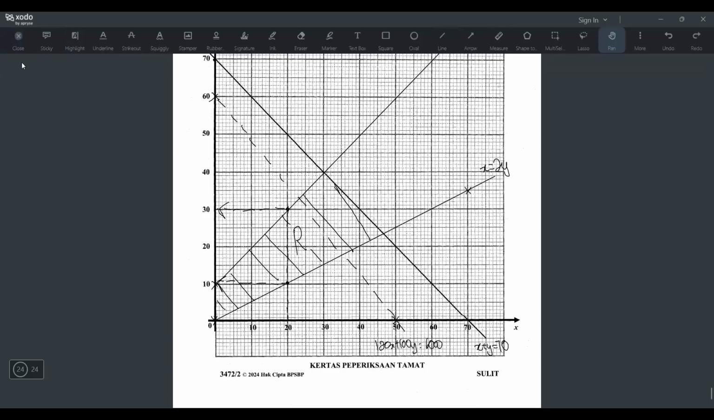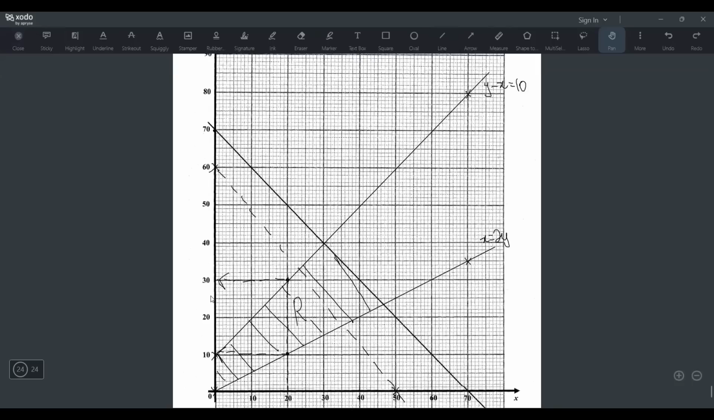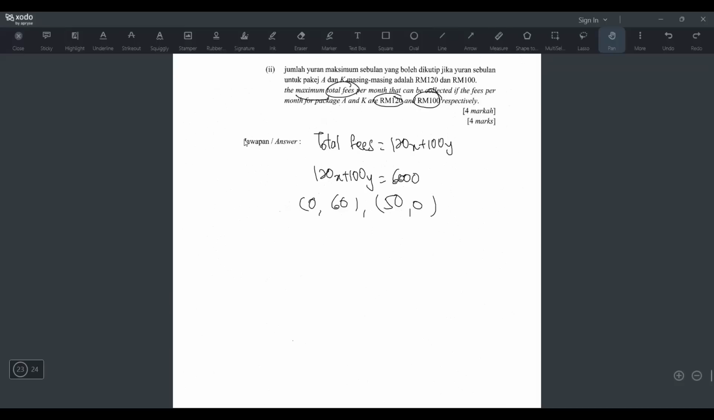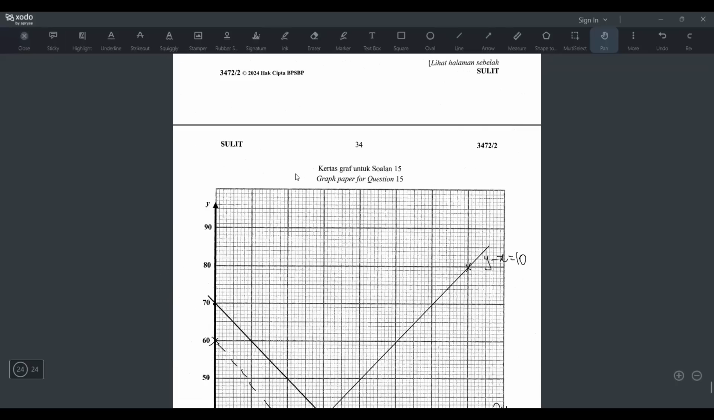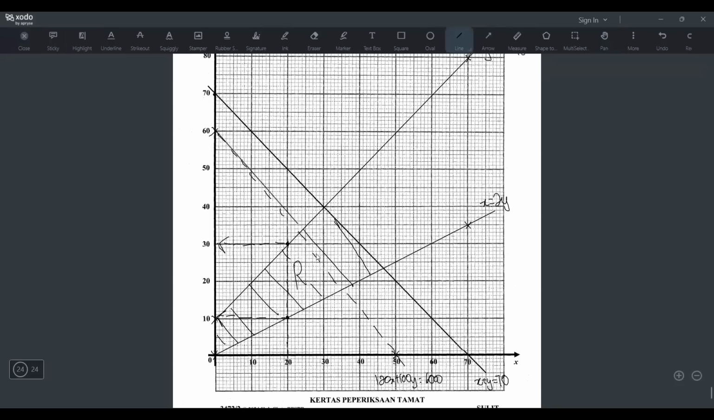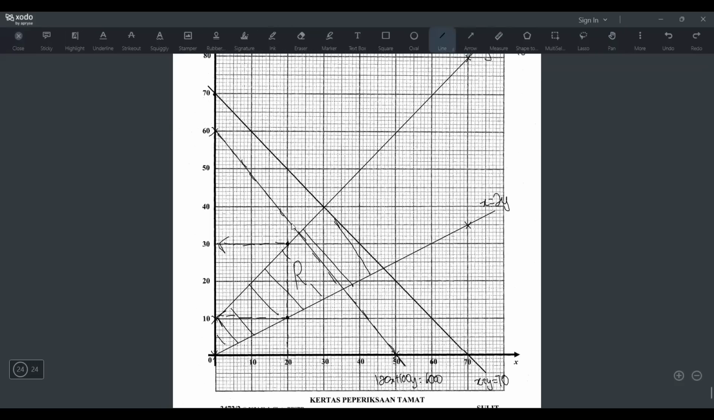Okay, now we can start to slide the line. Okay, now it says what? They want the maximum total fees per month that can be collected. So what you have to do now is you have to slide this line. Okay, we have to take this line and slide, but when you slide, we have to make sure it's parallel all the way. But you don't go and slide here, because they want maximum. So you slide up here, making sure it's parallel all the way, and you slide until the max.